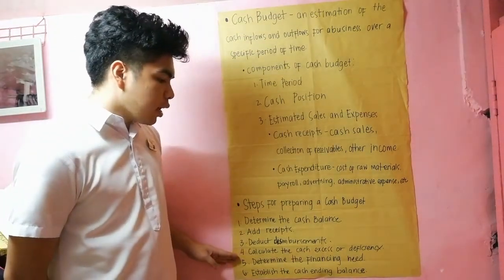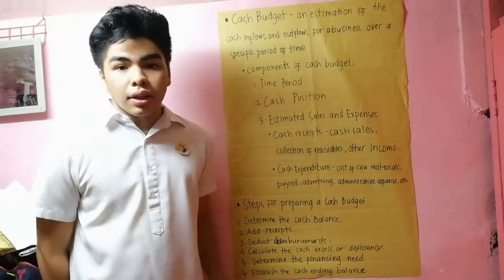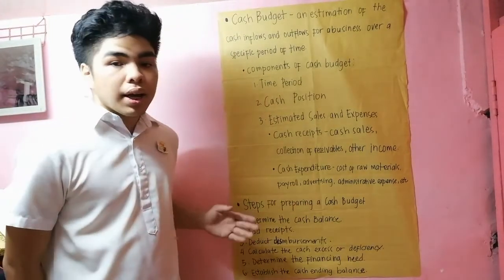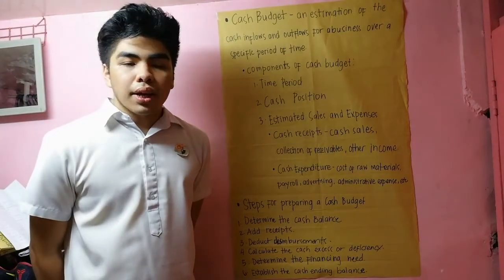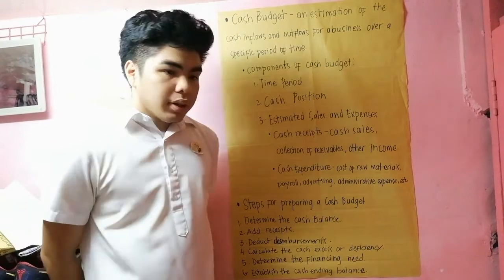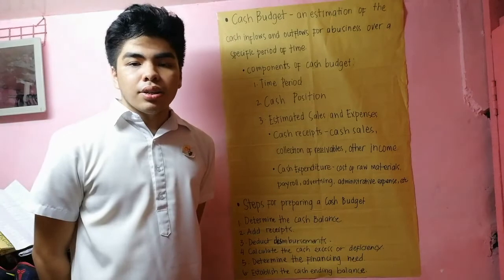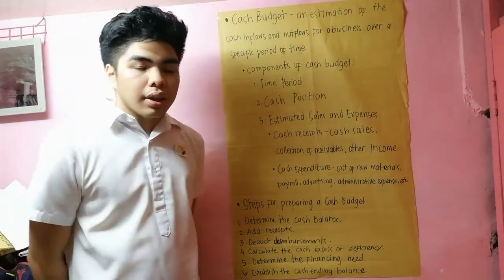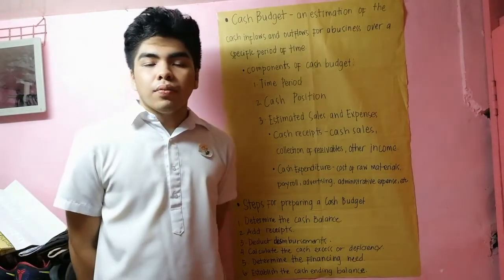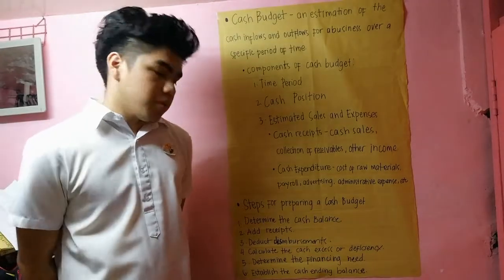Fourth, calculate the cash excess or deficiency. To calculate for the cash excess or deficiency, you may deduct disbursements from the sum of the beginning balance and the expected cash receipts. Fifth, determine the financing need. If in the end of the period there is cash excess, then operation may be covered. But on the other hand, if there is a deficiency, then you have to plan to finance your cash needs for the period from other sources such as bank loans.